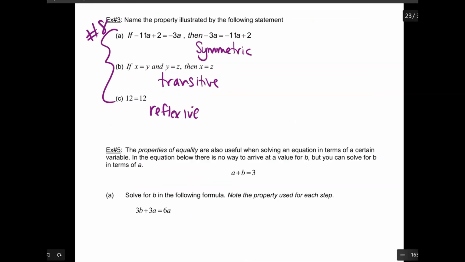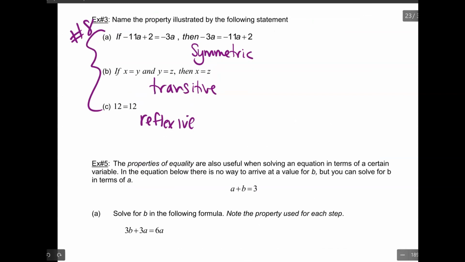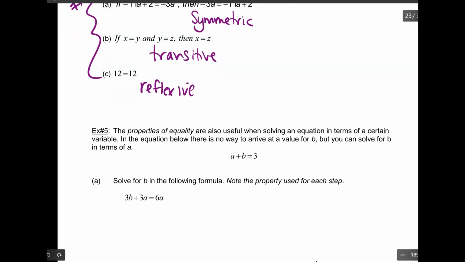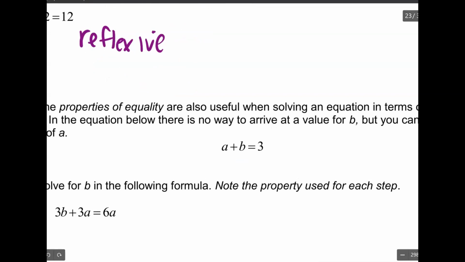So this is more what the problems would be like. Instead of number 8 on your test, it'll be maybe 4 questions like that. Example 5. The properties of equality are also useful when solving an equation in terms of a certain variable. There's no way to arrive at a value for b, but you could solve for b in terms of a, literally switching it around. So to get b by itself, how would I do that? Minus a. Okay, so we already did something like this.